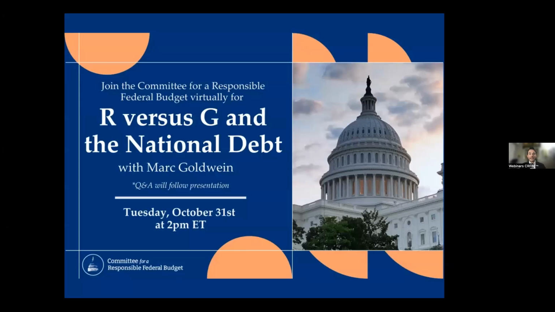A nation's debt dynamics are largely driven by the interest rate it pays on its debt, R, and the growth rate of its economy, G. When interest rates were below the growth rate, the US could run modest primary deficits and still keep the national debt at bay. But with interest rates surging to a 16-year high, the US national debt is on an increasingly unsustainable path. To explain what all this means, it is now my pleasure to introduce our Senior Vice President and Senior Policy Director, Marc Goldwein, who will be presenting to all of you today.